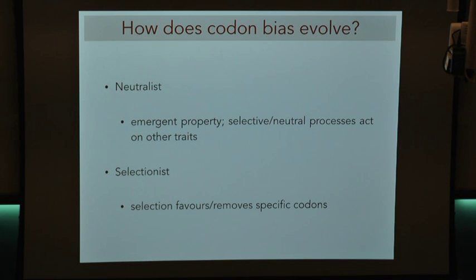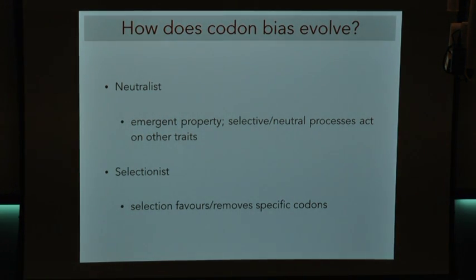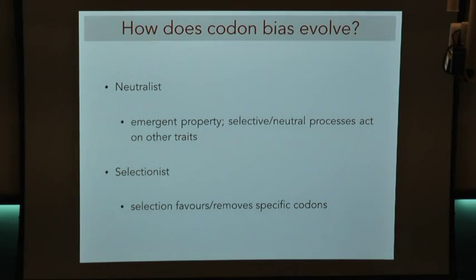Broadly, you can sort of categorize the ideas into two basic sets. You either have neutralist kinds of arguments where people say that codon bias is an emergent property, that there are some selective or neutral processes that actually act on other traits, and codon use itself sort of just drifts along. There are also selectionist arguments which people have proposed, which focus on the selective benefit or deleterious nature of specific codons in specific contexts in the genome. And of course, none of them is probably the full truth, and there's a mixture of these. And we need to really understand the relative importance of them and the factors that determine the relative importance of these different features.